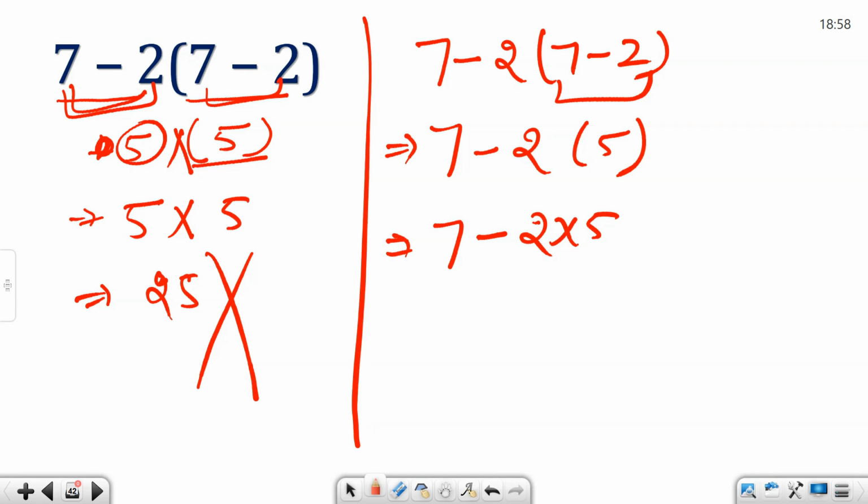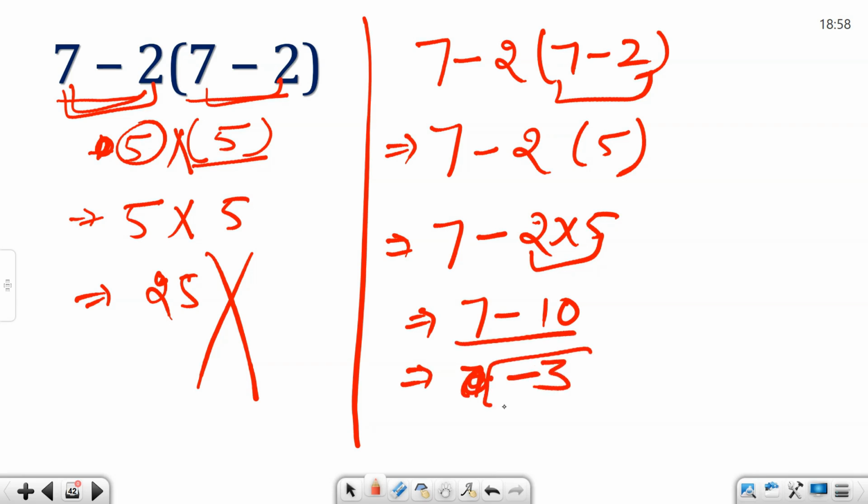7 minus 2 into 5. Further solving the question, 7 minus 2 is 5, 5 times 2 is 10. Now, 7 minus 10 becomes minus 3. This is the right answer.